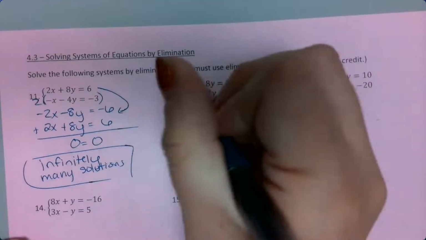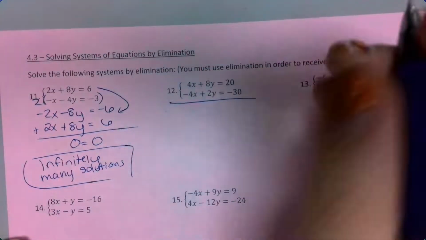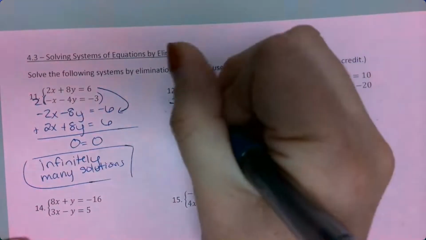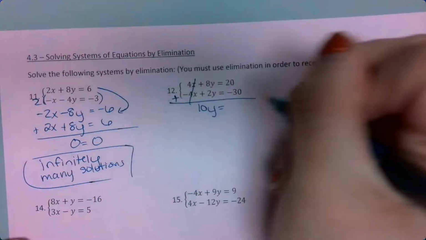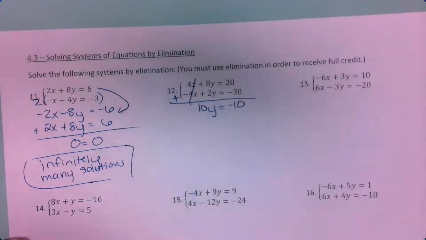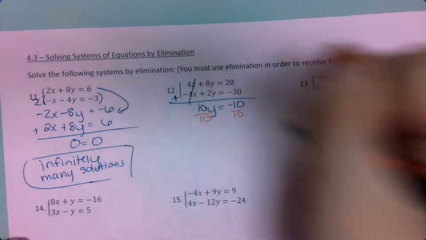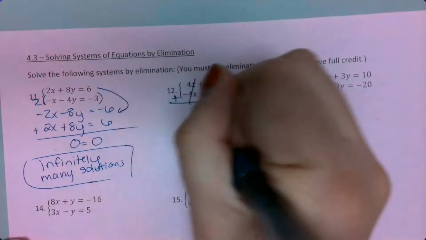Next one, my x's are already opposite signs, same coefficient, so I'm going to just add down. The x's cancel out. 8 plus 2 is 10. Negative 20 plus negative 30 is negative 10. Then I want to go ahead and divide both sides by 10. This is going to give me y equals negative 1.